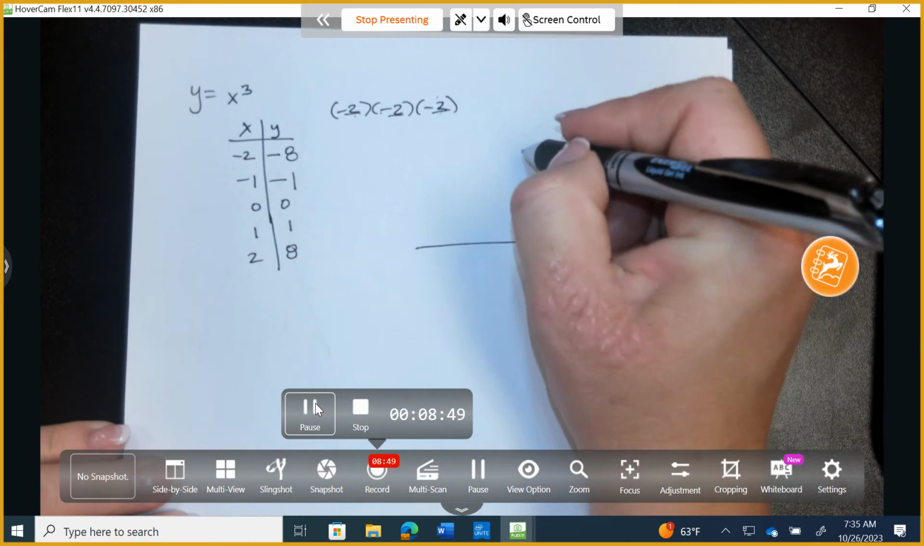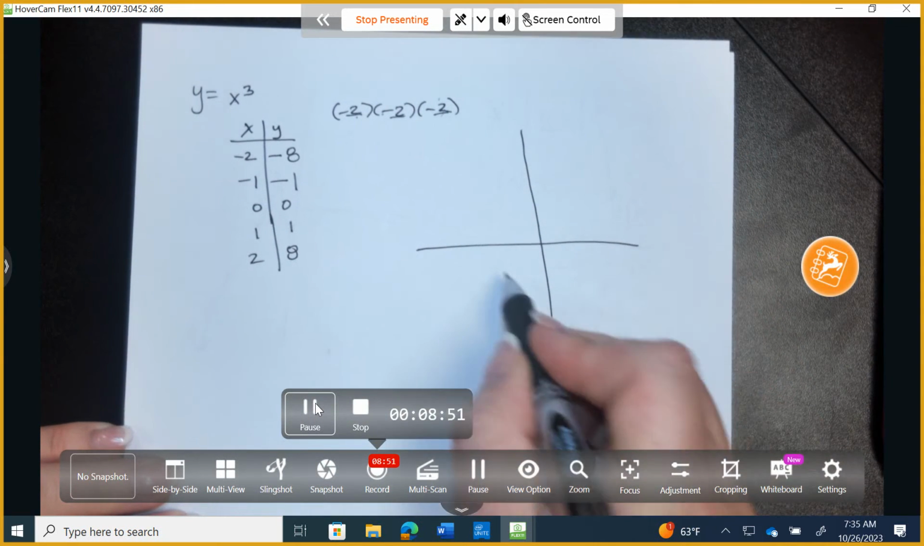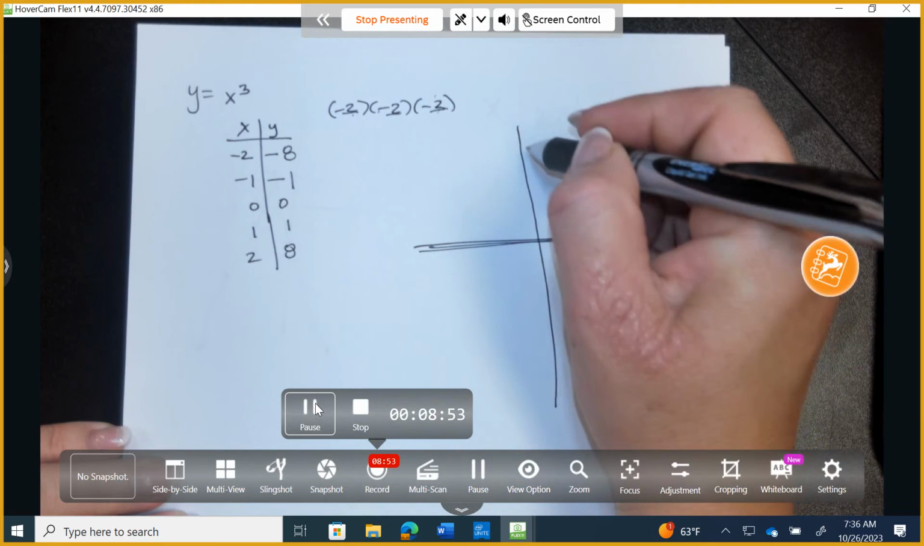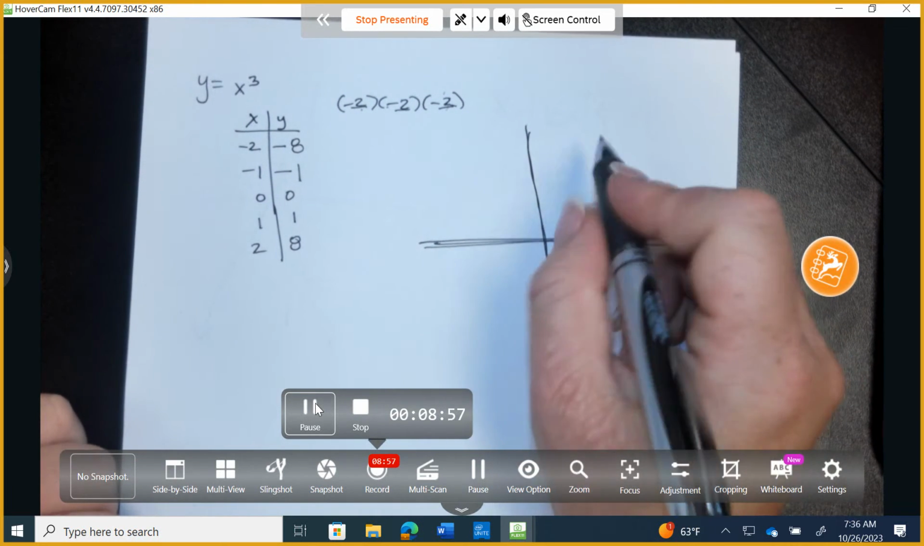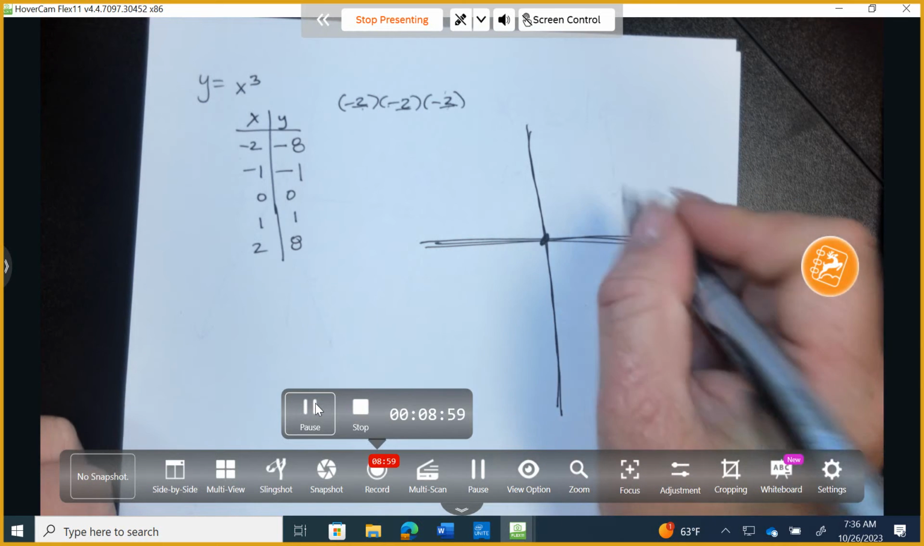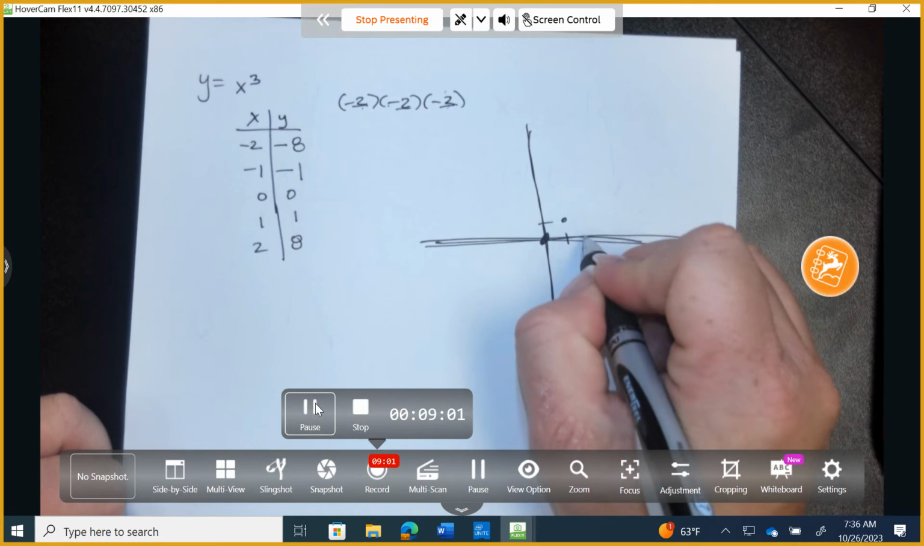Please create your shape, whether you're using the paper from yesterday or you're creating a new, very simple Cartesian plane. Let's graph this parent function. Here is 0, 0. I'm going to go up 1 and over 1.